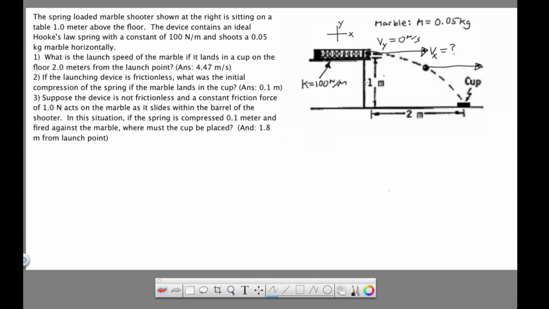Our vertical displacement is this 1, and we're going to want to make this a negative 1. That's going to be y equals negative 1 because the marble is traveling down vertically. So let's put the sign conventions here. Down is negative, up is positive.